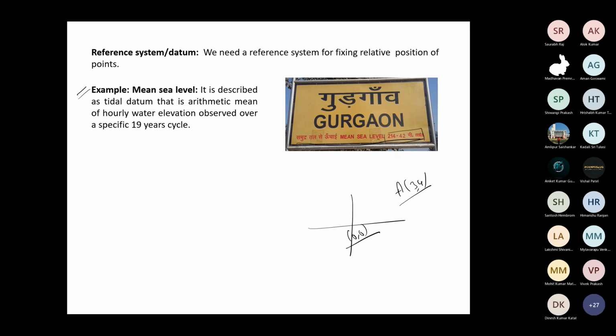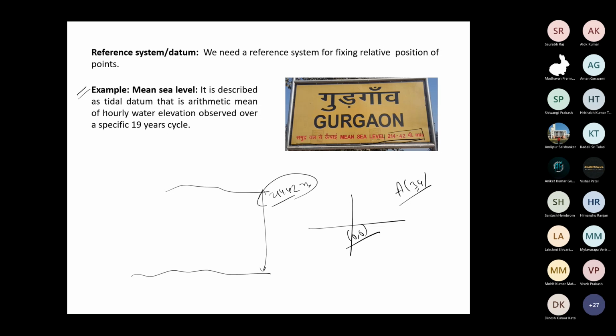Where is mean sea level now? I don't know. I think it's a reference. Yes. So what happens? We have assumed there is a datum, something we assumed as 0. Somewhere it is mean sea level, and this is our 214.42 meters. So then it is easy to say this is the height of the Gurgaon railway station. Otherwise, how can I measure it?